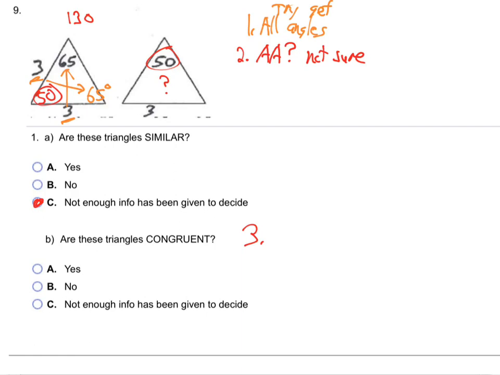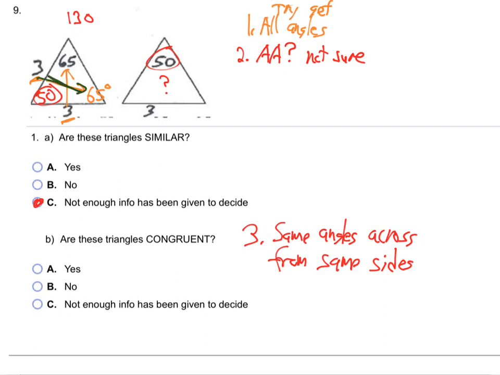Well, to be congruent, you have to have the same angles across from the same sides. Do we have that? Let's take a look. We have 3 across from 65, and here we have 3 across from 50. No, that's not good. They can't be congruent then.